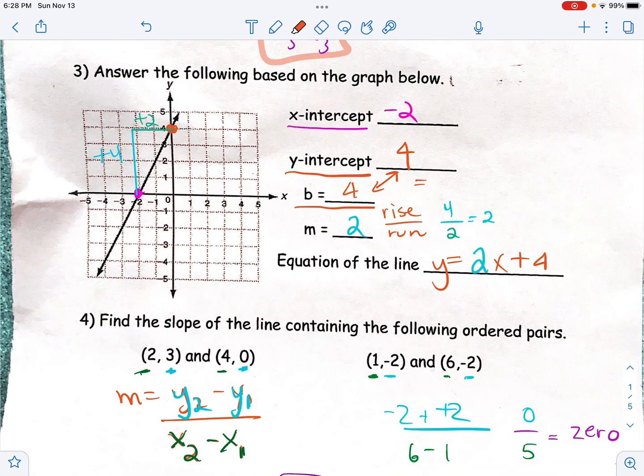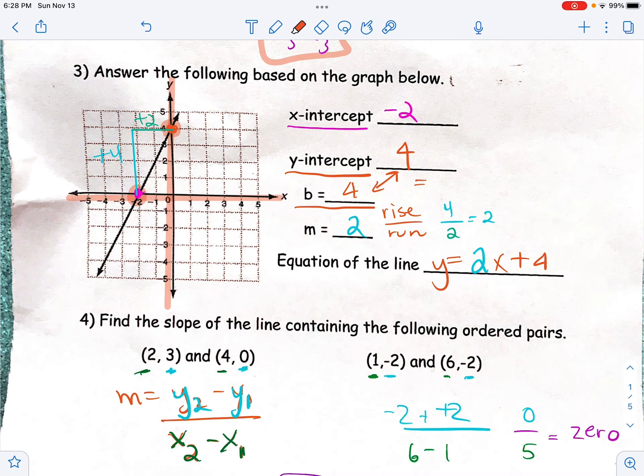On this graph, it says, what's the x-intercept? Well, we know it's where it's intercepting on the x-axis. So obviously, it's negative 2. And then it asks for the y-intercept, where it's crossing the y-axis. And of course, that's when x is 0. So it is going to be hitting on the y-axis at 4.